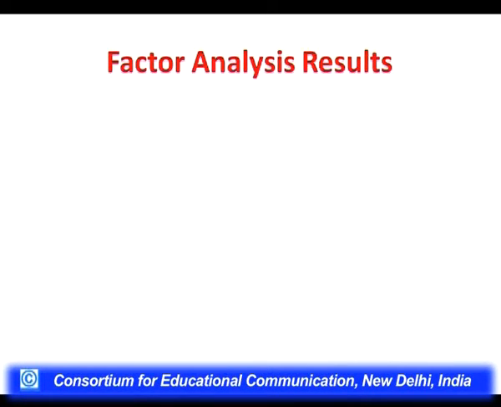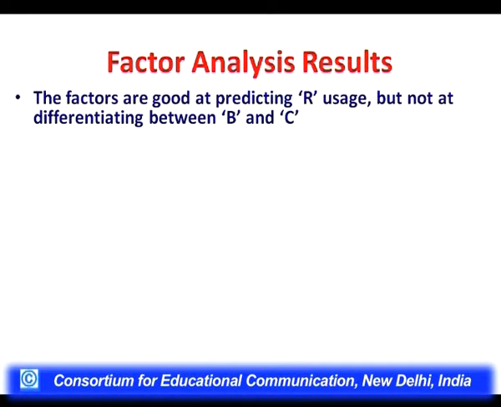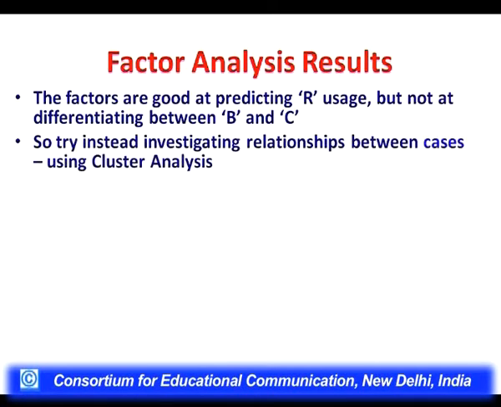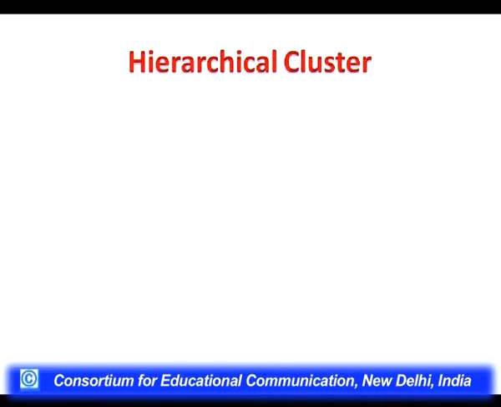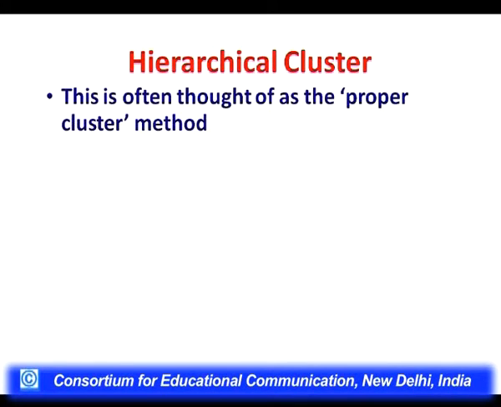Factor analysis results. Factors are good at predicting R usage, but not at differentiating between B and C. So, try instead investigating relationships between cases using cluster analysis, and options for clustering are hierarchical cluster, k-means cluster, and two-step cluster. Hierarchical cluster is now being demonstrated.